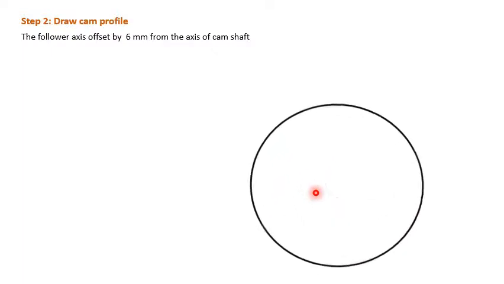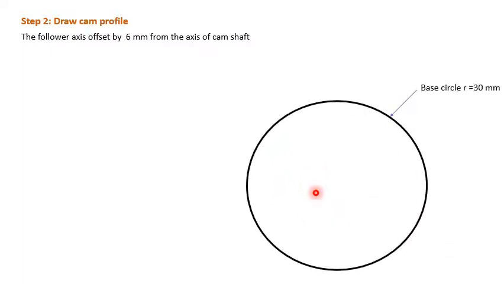So once we draw the displacement diagram, next we have to draw the cam profile. To draw the cam profile, first we have to identify whether it is a radial follower or offset follower, because there is a slight difference in the procedure. Okay, so first draw a base circle whose radius is equal to 30, which is given in the problem. Next, draw a horizontal line. Next, draw a small circle whose radius is equal to 6 mm, because it is offset by 6 mm from the cam axis.